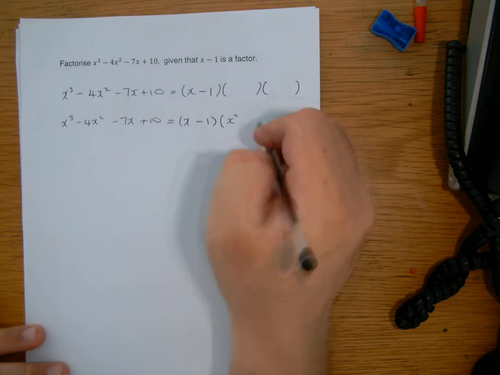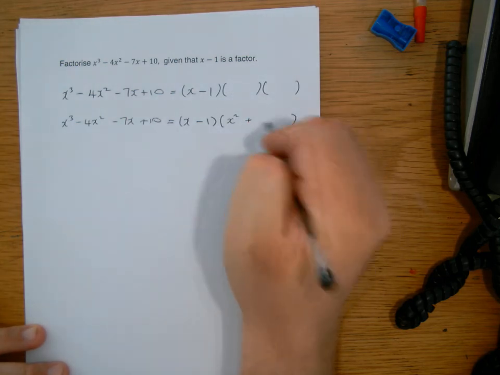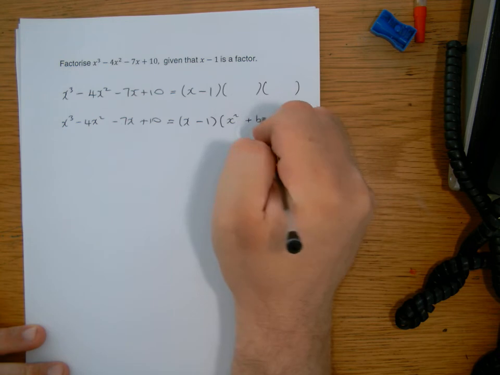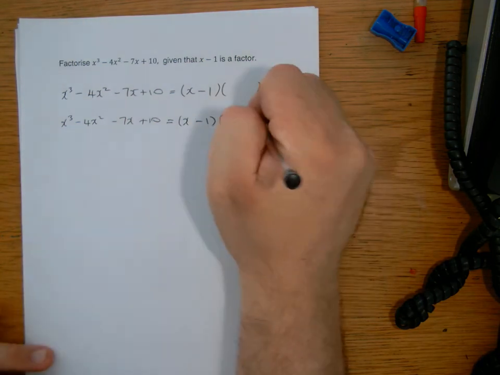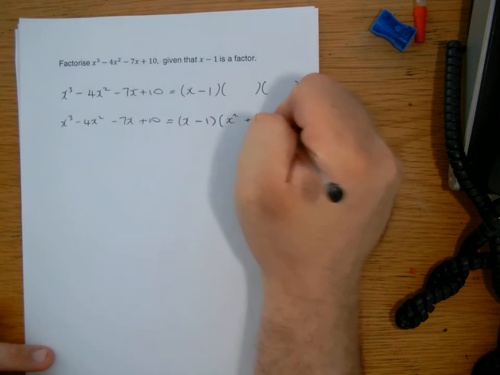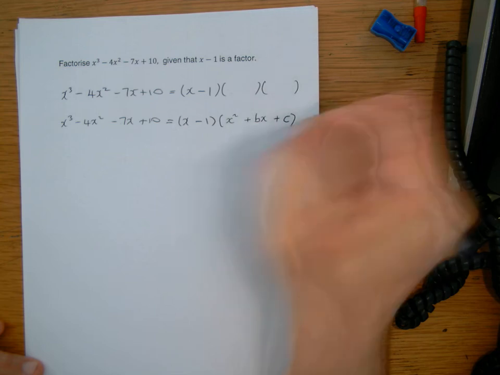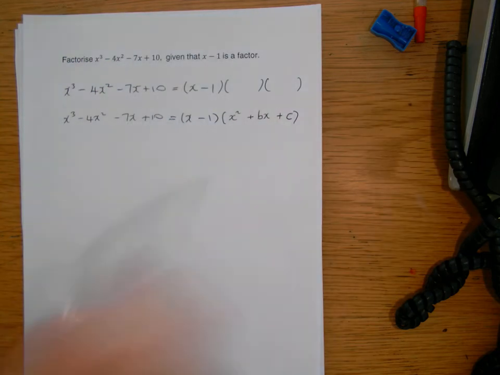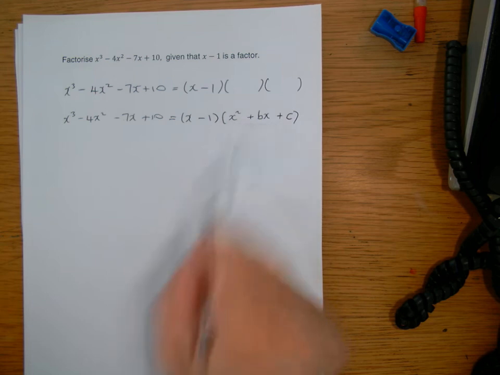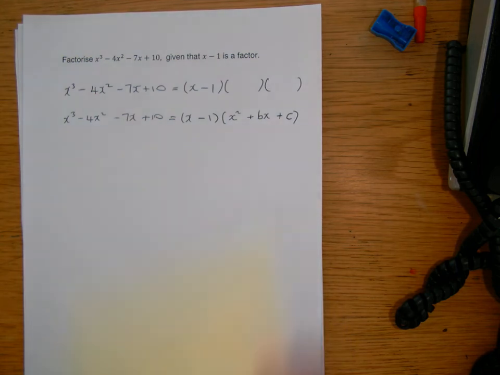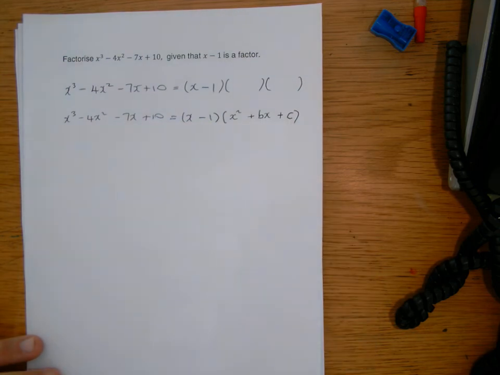But I don't know what the something x plus a number at the end is going to be. So what I do is I call the number in front of the x b, so I'm going to say plus bx, and the number at the end, a constant, I don't know what it is, so I'm going to call it c. And if I can work out what b is and what c is, I've then got a quadratic, just like I had here, and then I can factorise it and get 2 brackets.